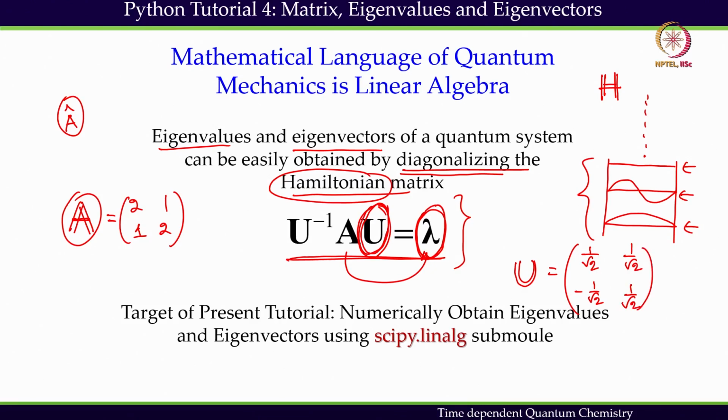So, if we diagonalize it, immediately this lambda we get as 1 0 0 3. So, one of the eigenvalues would be 1, another eigenvalue would be 3, and the corresponding eigenvectors are 1 by square root 2 of this column, and another eigenvector would be this column. We have analytically shown how to get that, but in this tutorial we will check it numerically using Python programming.